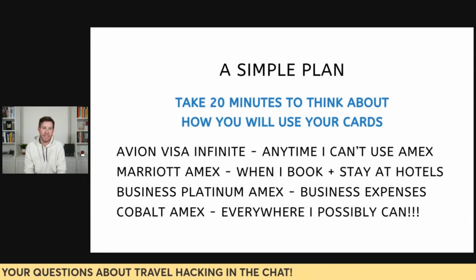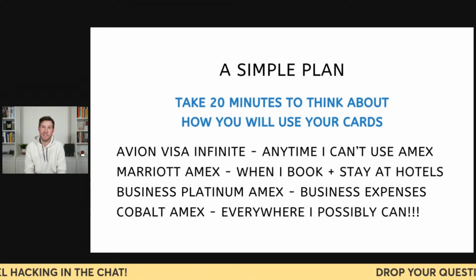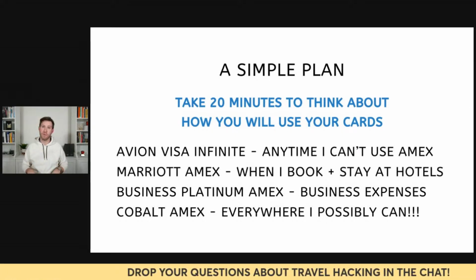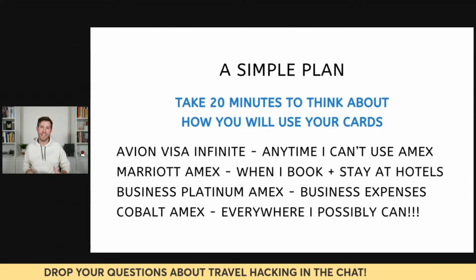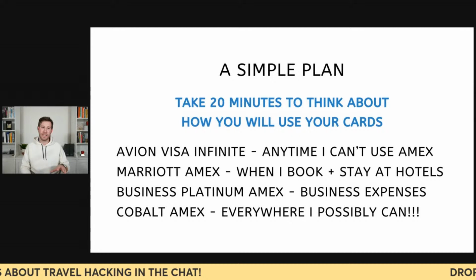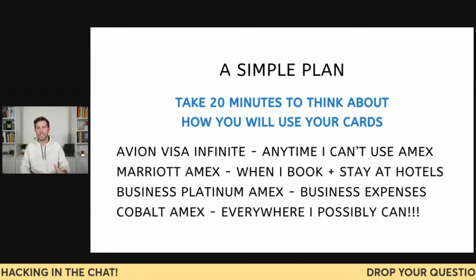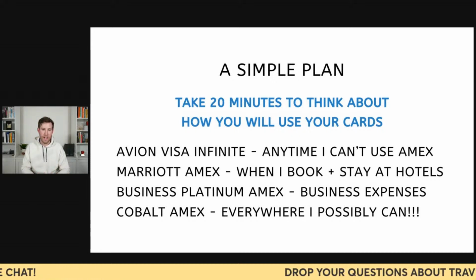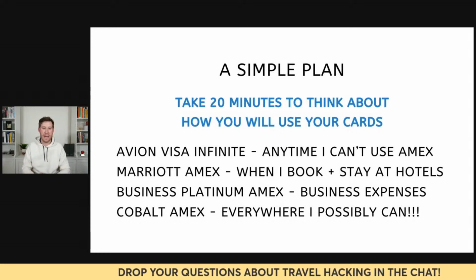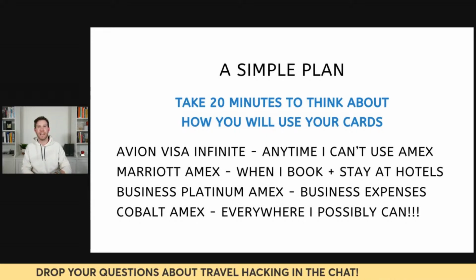So the 4 that I have, the Avion Visa Infinite card, basically I use this anytime I can't use an American Express card. The reason American Express cards aren't accepted everywhere is because for merchants, the people that own the stores or are selling things, they have almost double, I believe, the fee that something like Visa or MasterCard has. So that's why some places don't accept it everywhere. But basically, this is Old Faithful. It's reliable. It's the OG credit card I have. I use it anytime that I can't use my Amex.